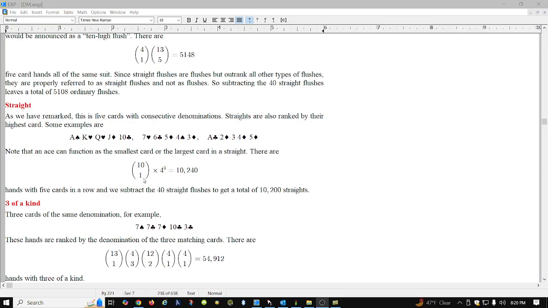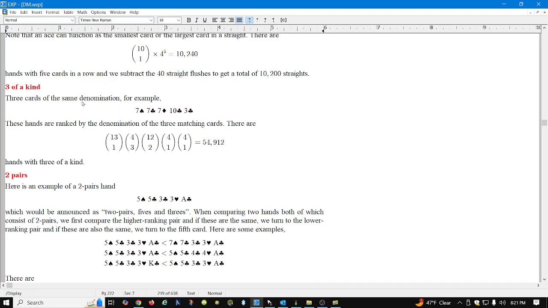The denominations of the other cards are fixed. If you've chosen a 5 for the lowest card, then you have to have a 6, 7, 8, 9. But there are 4 choices for each of those. So 4 to the 5th power, the multiplication rule. 10,240 straights.